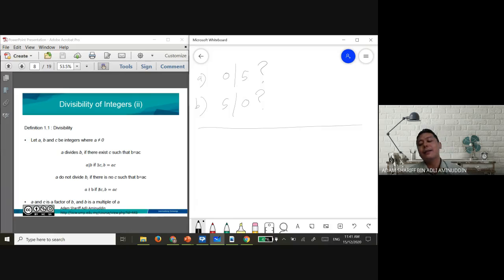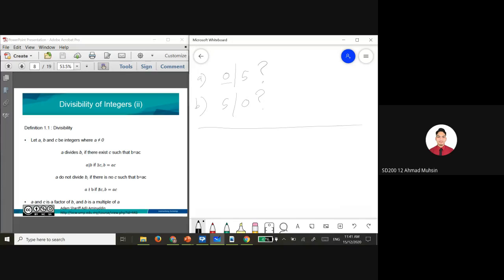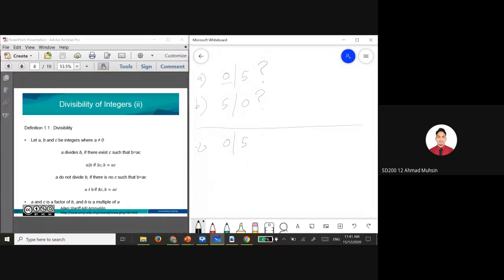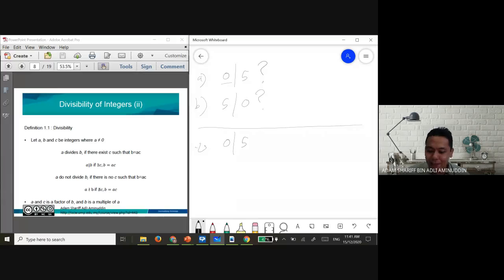So now, let's think for a moment. Is 0 a factor of 5? No. Why? Can we prove it? Yes. If you have that definition, this is the definition I already opened beside. Is 0 a factor of 5? If it can, then 5 equals 0 times C, where C must be an integer. The question right now, what is this C?